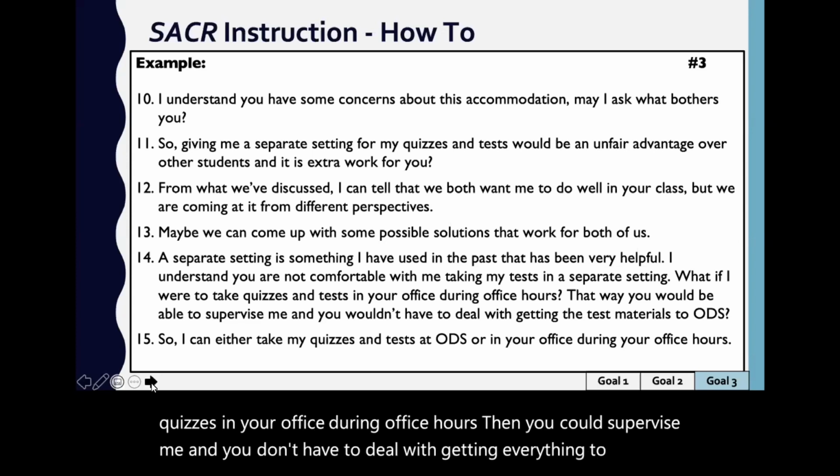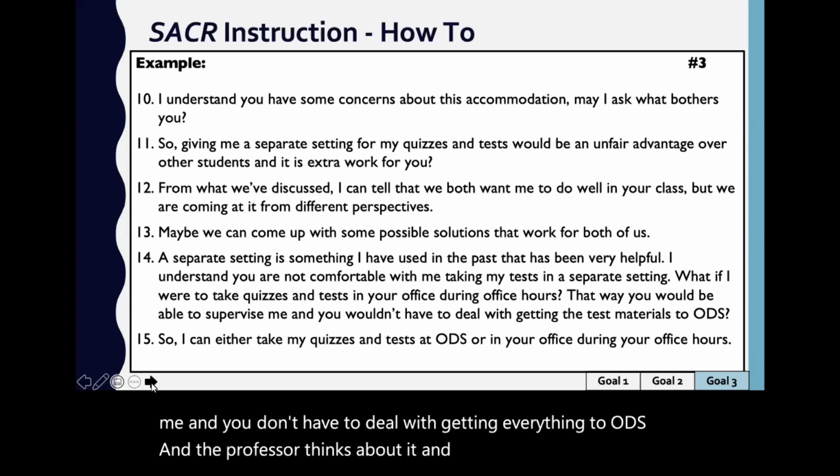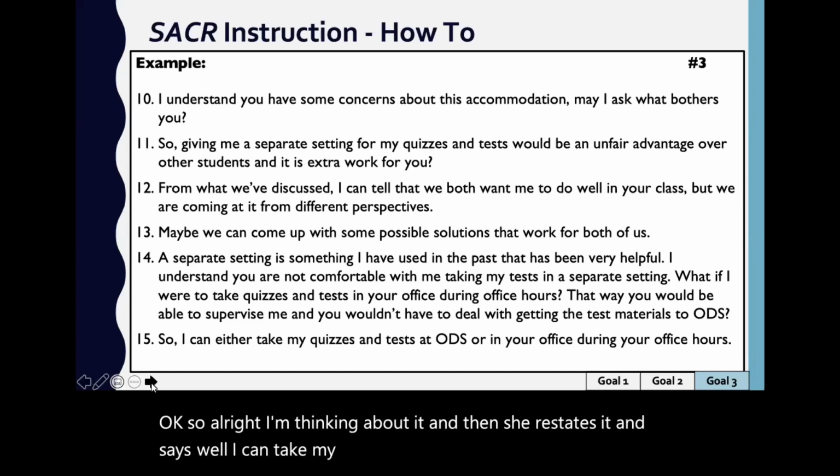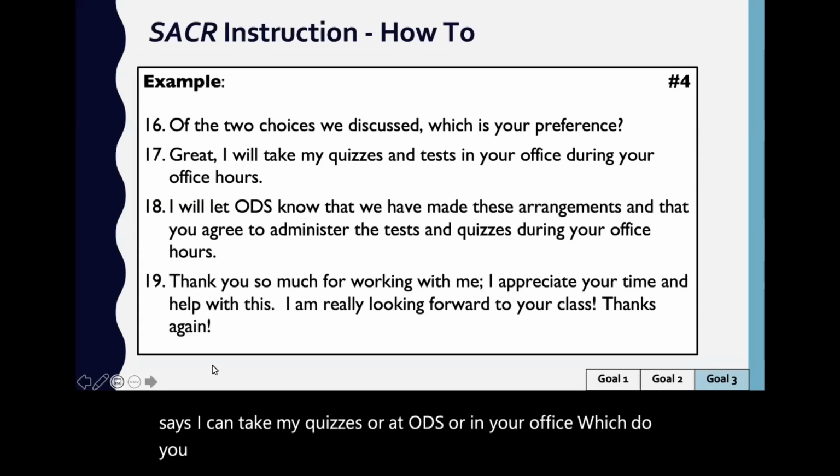And the professor thinks about it and says, okay, all right, I'm thinking about it. And then she restates it and says, well, I can take my quizzes at ODS or in your office. Which do you prefer? Okay, so now she's putting it back in the instructor's lap, right? Back on their side of the court.